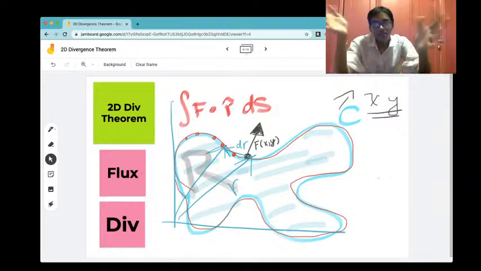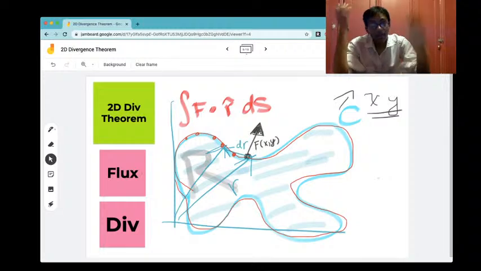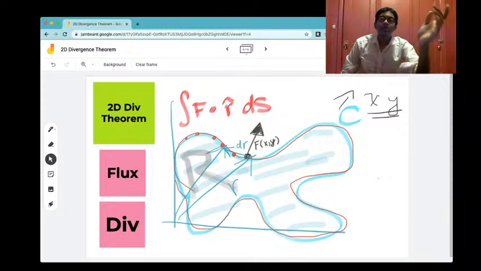Now that you know what flux is, let's go ahead and talk about divergence. Flux and divergence are kind of like siblings, brothers and sisters. So how do they relate to each other?